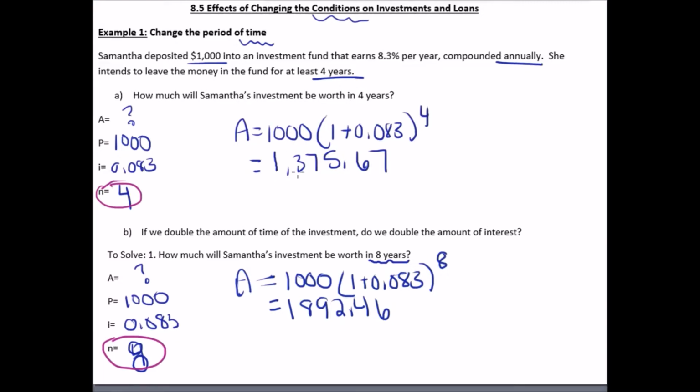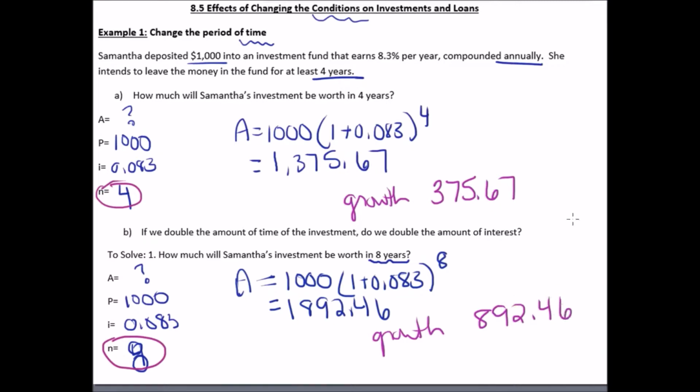So let's talk about growth. We invested 1,000, we got 1375. The growth was 375.67. This is growth. Okay, and the growth here is 892.46. So it's clear that if we say 375.67 times 2, so if we multiplied that times 2, we would actually only get 751.34. So the question, if we double the amount of time, do we double the amount of interest? Not for compounding interest. Okay, we more than double the interest.